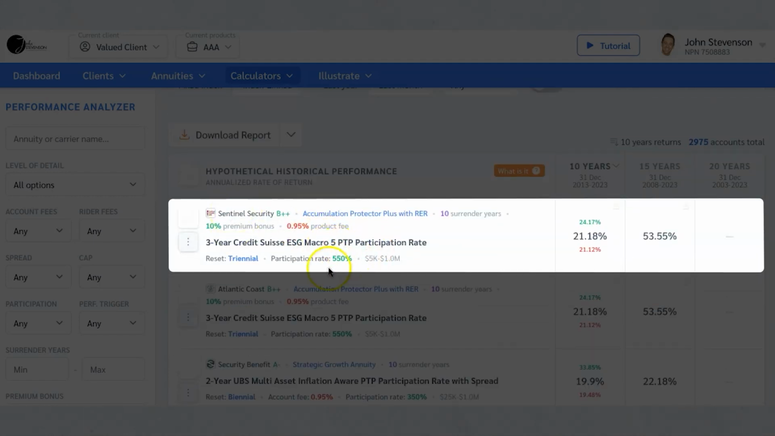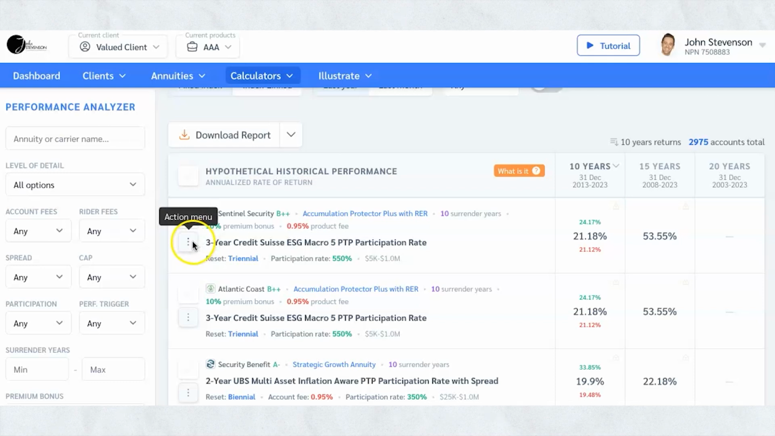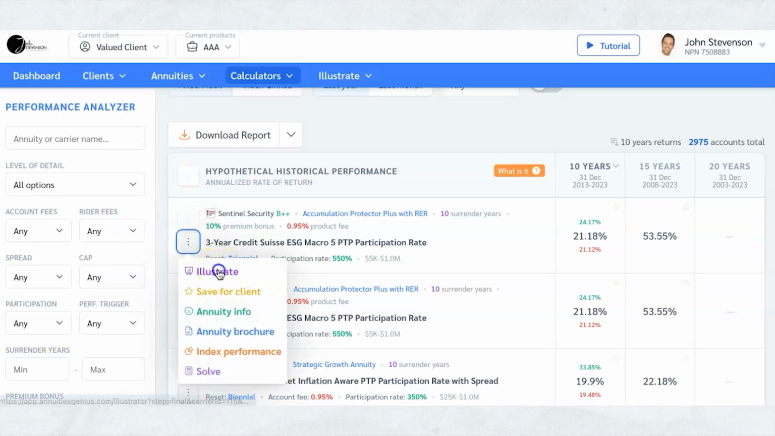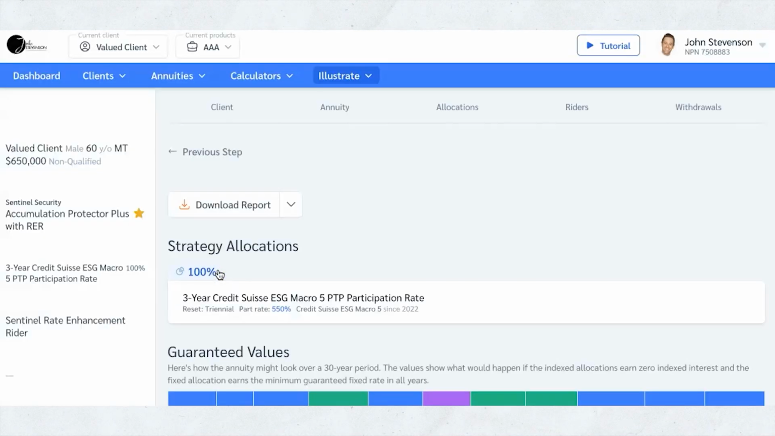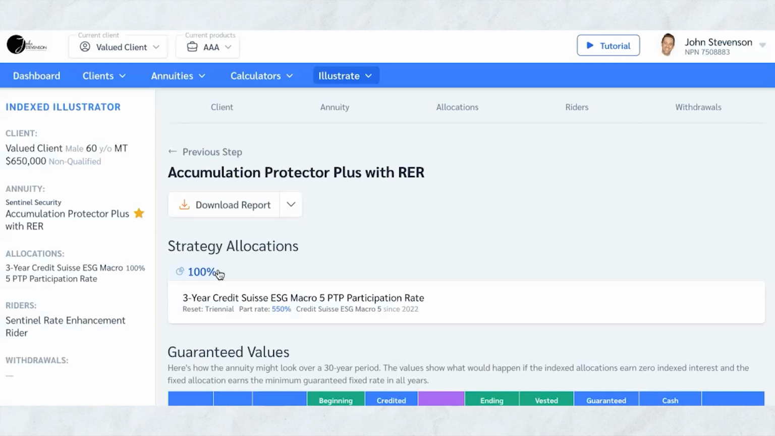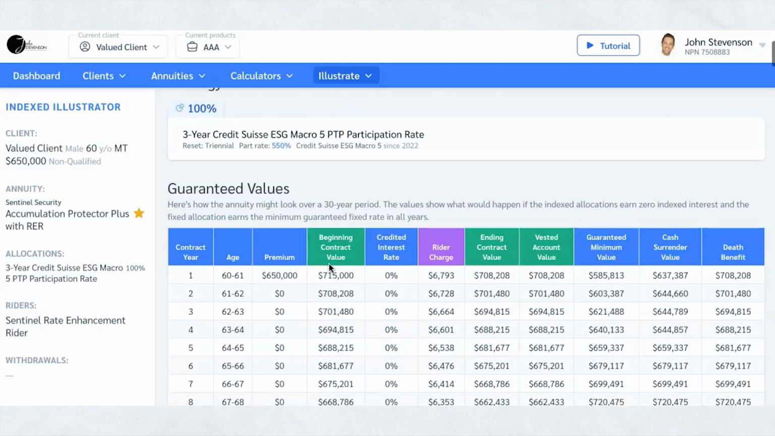The 3 year here is paying 550% with Sentinel Security. Okay, it's a great example, and I'll show you what that looks like for illustration purposes. I also want to make sure that you are aware and beware of agents who will try to sell you this based off of illustrations like this.